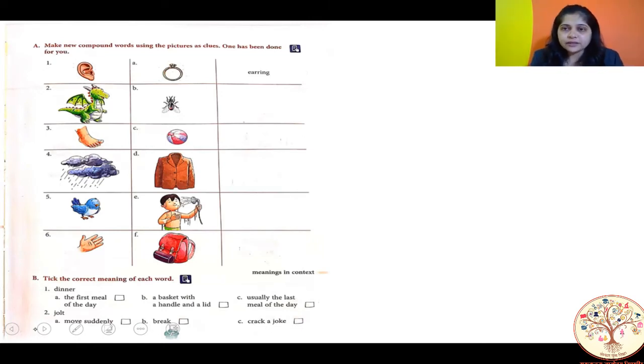Now let's see the next exercise. Now make new compound words using the pictures as clues. One has been done for you. Here we can see there's an exercise, and this exercise you have to do it. I will tell you only one or two numbers. The first you can see ear plus ring becomes earring. Dragon plus fly becomes dragonfly. Foot and ball. So what it becomes? Football. Now rain, then coat. It becomes raincoat. So I have told you three. Now you have to do it by yourself. Clear? Now next is B number.